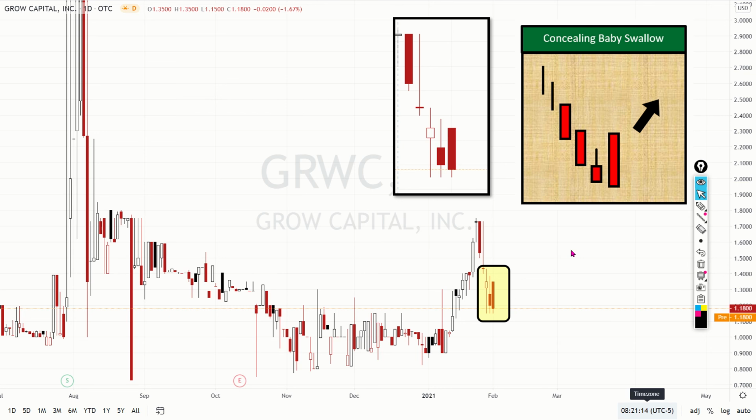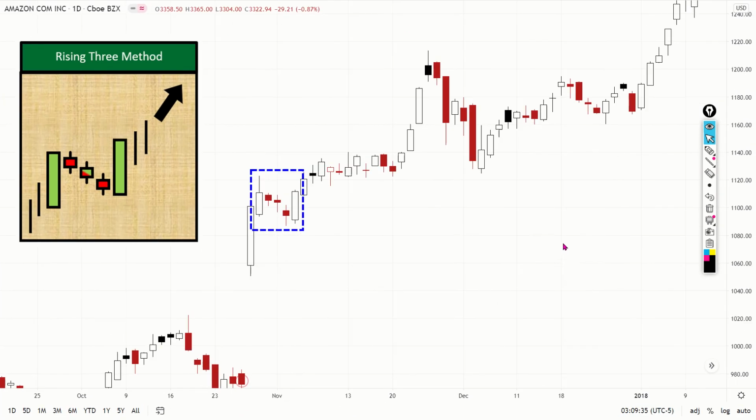Not my favorite pattern, right? So again, this is very rare. I couldn't find it anywhere in the chart, and then I found it in this penny stock chart. Grow Capital. So, concealing baby swallow. Hard to remember even. But it doesn't really matter. If you miss this one, you don't remember, it doesn't really matter. All right. Not very common.